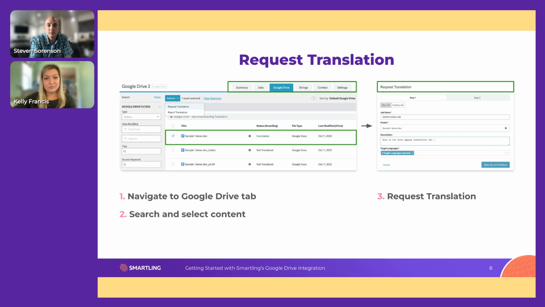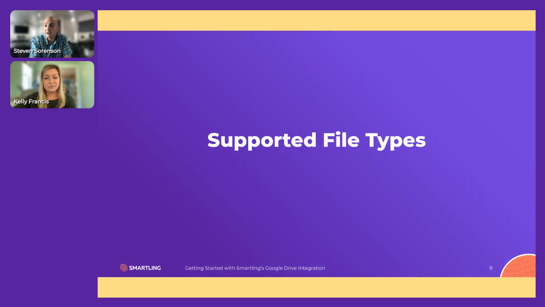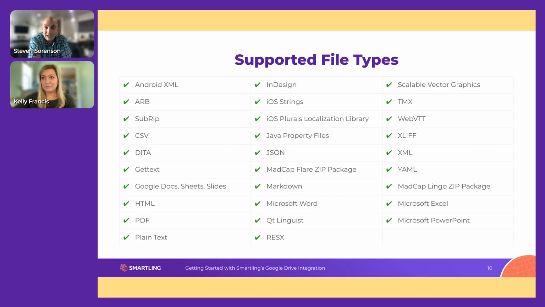Let's talk real quick about some supported file types. Initially, when we were building the connector, we had built it just to support Google Docs, Sheets, and Slides. And then as we interviewed more customers, there were more use cases to support other file types. So we've actually built this integration to support all file types out there that the TMS supports. So if Smartling supports it, you can send it through this connector and upload it, and basically use it as a connector where maybe you don't have one.